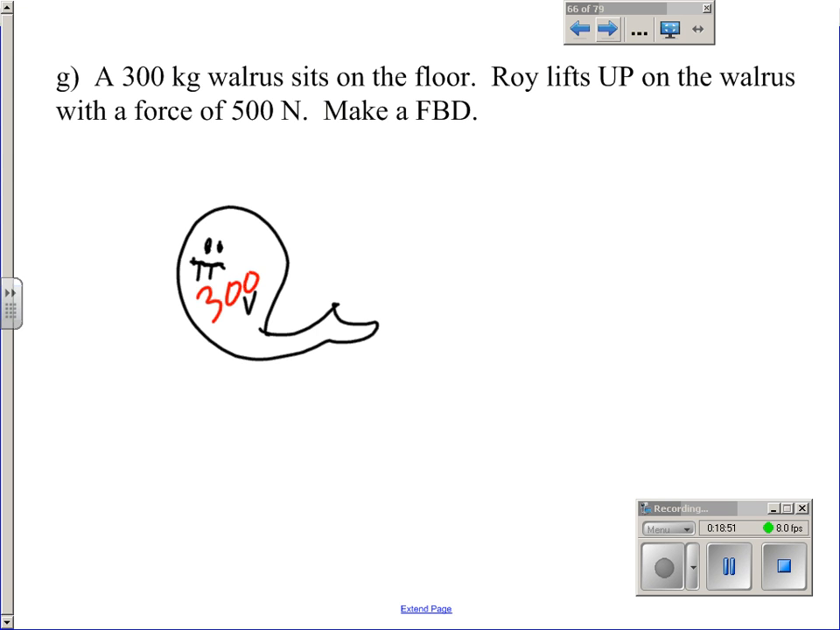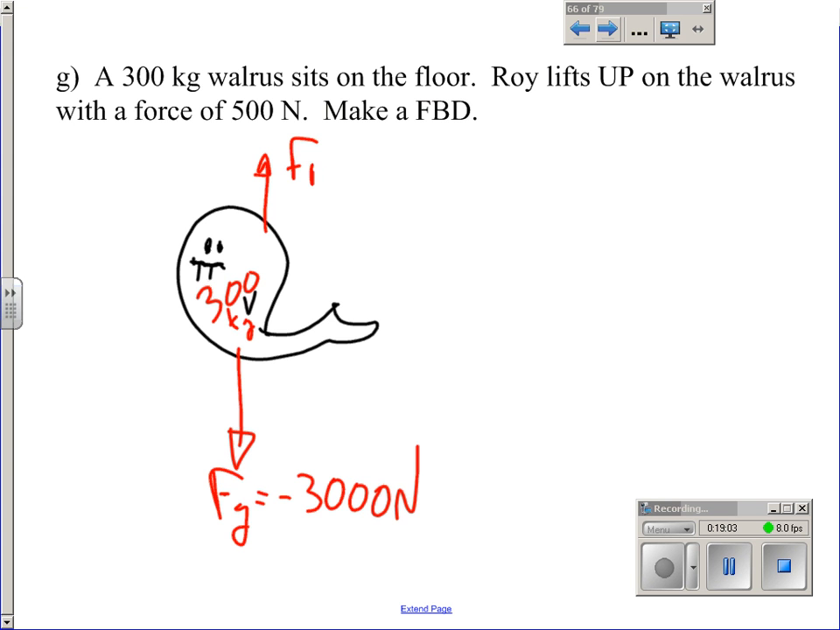He's got a mass of 300 kilograms. Gravity's going to pull him down with a force of negative 3,000 newtons, right? 3,000 newtons pulling this guy down. And Roy comes along and tries to lift him. Why Roy is lifting a walrus, I don't know, but he's going to try to lift him with a force of 500 newtons.